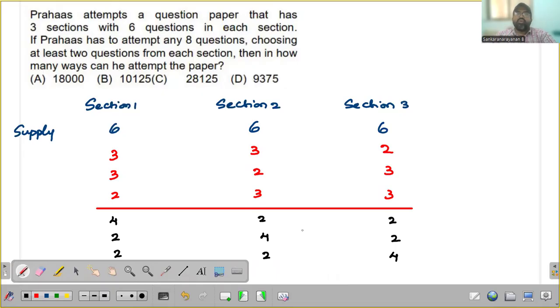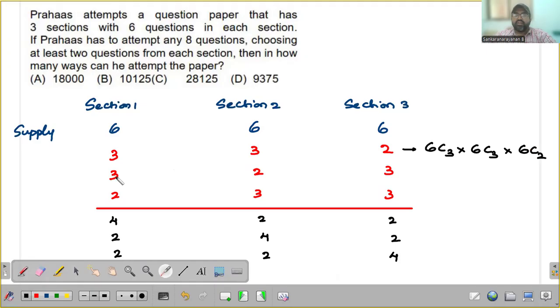Now if I consider the total number of ways in which Prahas can attempt questions from this question paper, taking the first case, it will be something like 6C3 into 6C3 into 6C2. Because the supply is 6, you have to select 3, it is 6C3. The supply is 6, you have to select 3, it is 6C3. The supply is 6, you have to select 2, it is 6C2.